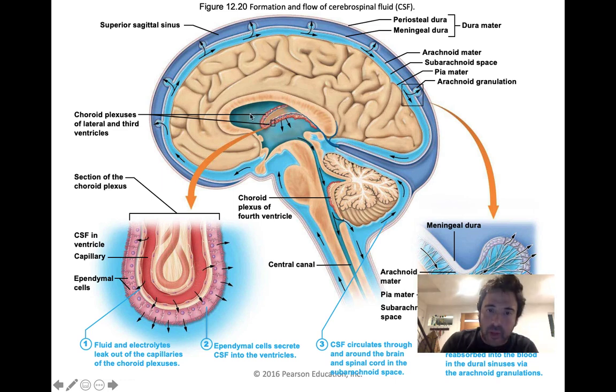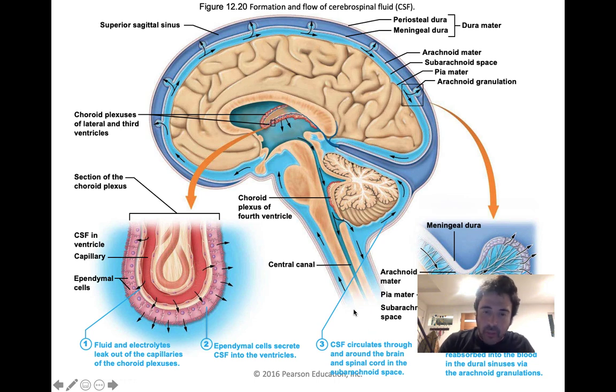Cerebrospinal fluid flows from the lateral ventricle through this little hole called the interventricular foramen to the third ventricle. From the third ventricle, through this canal called the cerebral aqueduct, to the fourth ventricle. From the fourth ventricle, that cerebrospinal fluid can either enter directly into the subarachnoid space, where it'll circulate around the brain and spinal cord, or it can enter into the central canal of the spinal cord, where it bathes the neurons of the spinal cord internally.